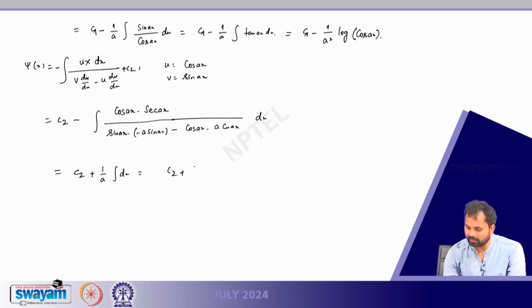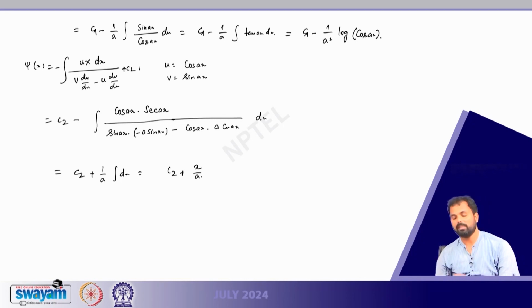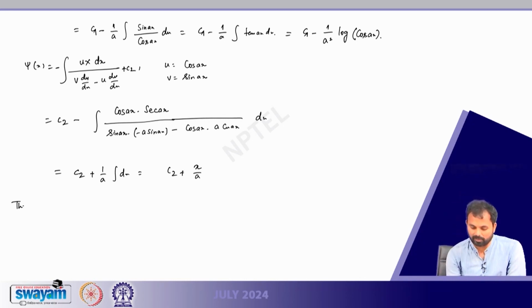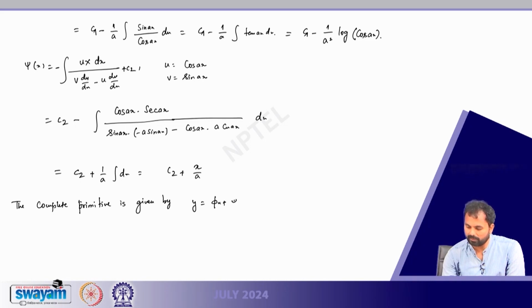If there are any sign errors, or any mistakes with respect to signs, then you can fix them. So, therefore, the complete solution or primitive is given by y equals phi u plus psi v, right.